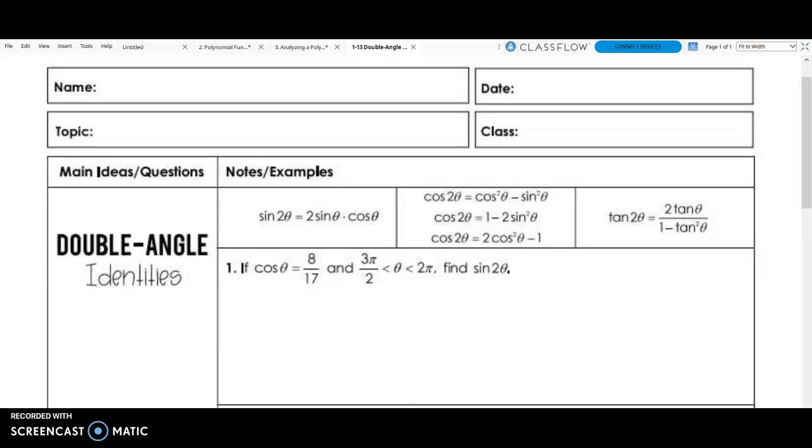We'll do the double angle identities in this video. Tomorrow we'll do the half angles and then I'll give you an assignment. So I'll be back tomorrow.